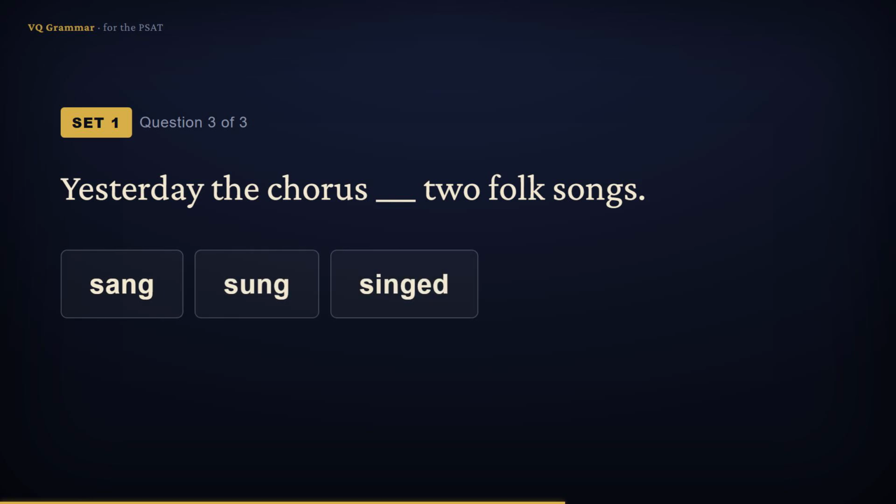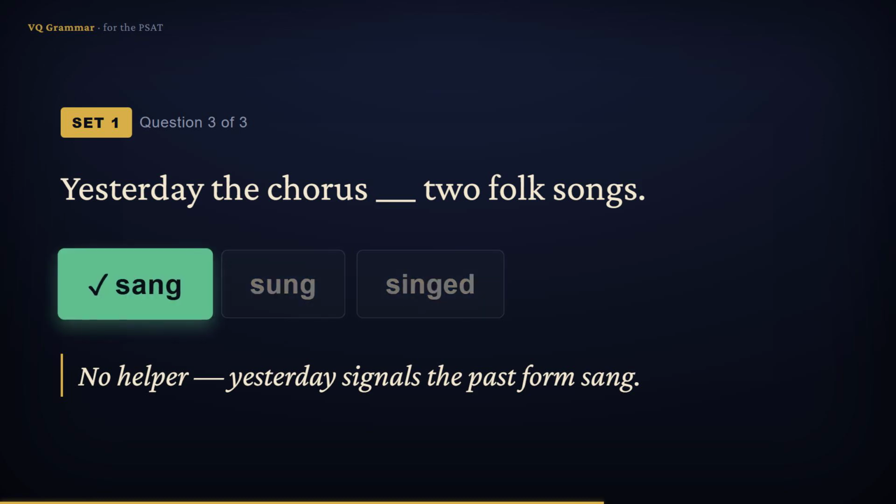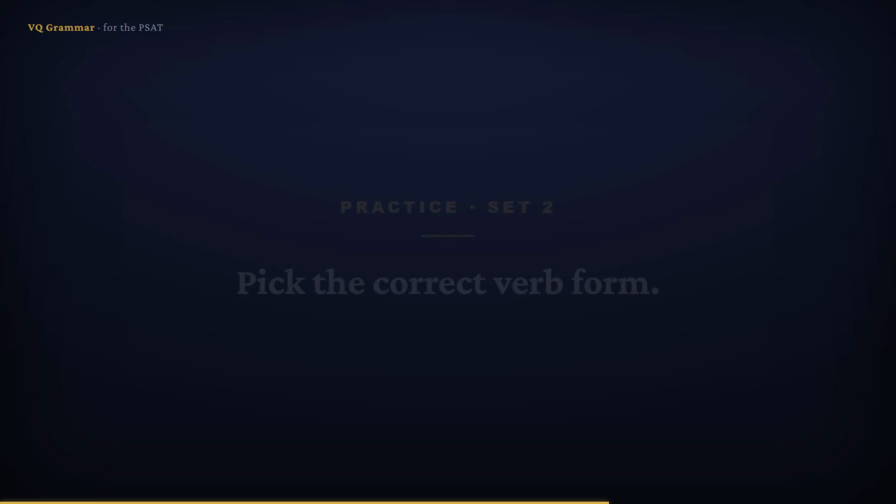Yesterday, the chorus blank two folk songs. No helping verb. And the word yesterday points to the simple past of sing. That's sang. Sung would need a helper, and singed means something else entirely. So the answer is sang.